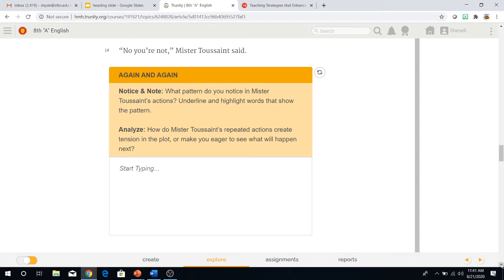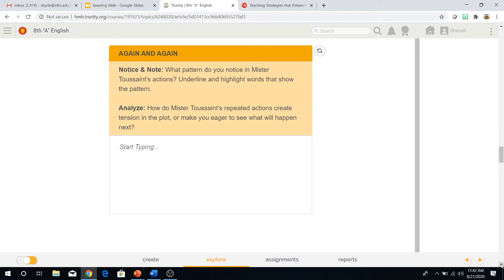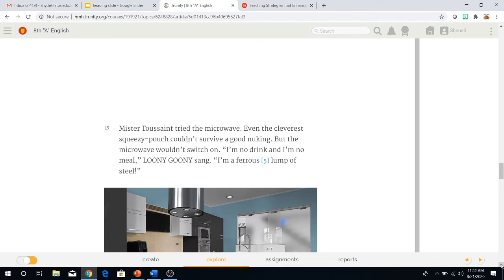Notice and Note. What pattern do you notice in Mr. Toussaint's actions? Underline and highlight words that show that pattern. Once you're done with your Again and Again signposts, you can take that information and analyze it by answering this question. How do Mr. Toussaint's repeated actions create tension in the plot or make you eager to see what will happen next? So you analyze that and you write your answer in your textbook or notebook if you feel you don't have enough space.